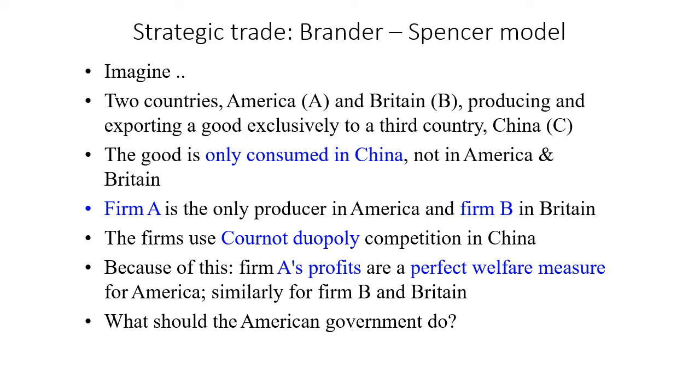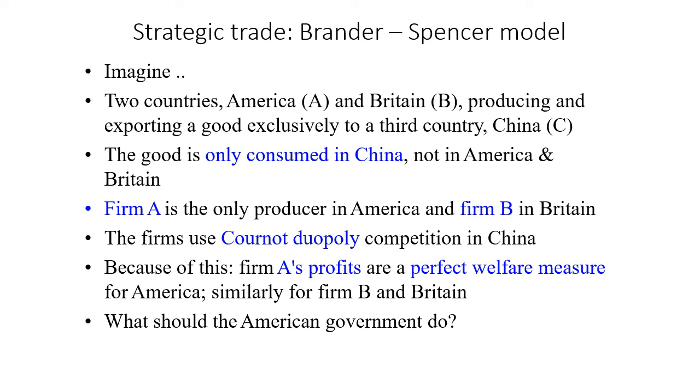We assume there's firm A, which is the only producer in America, and basically whatever happens in terms of firm A's profits and decisions is a perfect reflection of the welfare measure for America. All right, fully, you can say firm A is basically America. We can assume the same thing for firm B. Firm B is also going to be a perfect welfare measure for Britain.